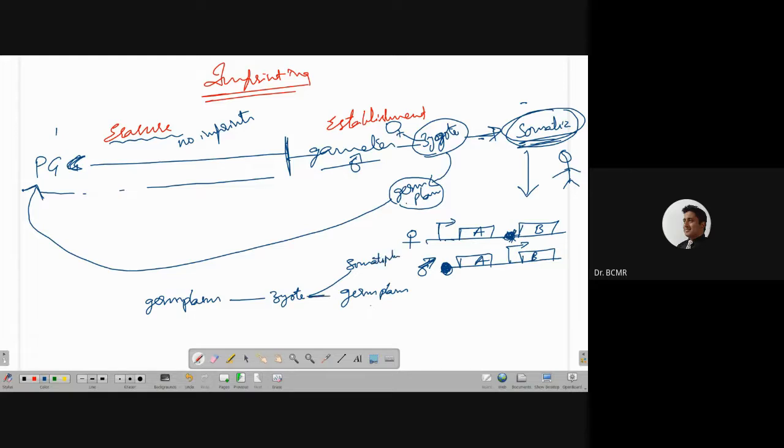Okay, and this germplasm again will give rise to another zygote, and this is the cycle that we know of. The important thing we can also remember, let me take it another way. So gametes will give rise to eventually the zygote, and the zygote will give rise to primordial germ cells and a somatoplasm.